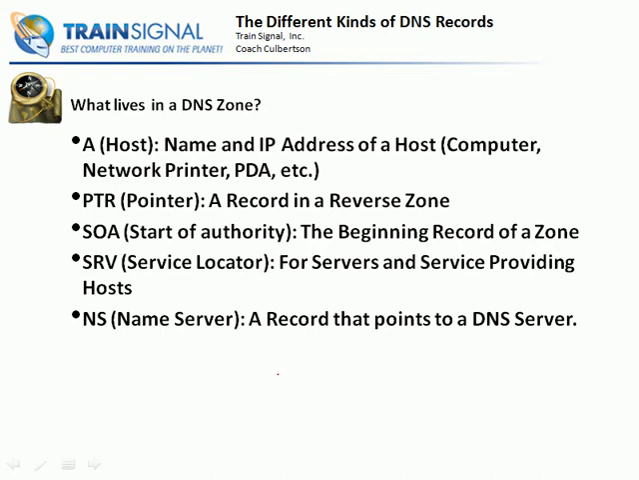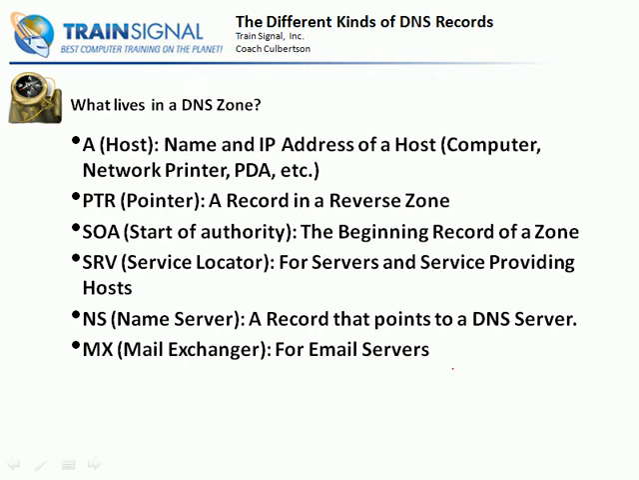A name server record or NS record is just a record that points to a DNS server. Hey, that's a pretty simple one. But we also want to keep track of all of the name servers, the DNS servers in our network as well. An MX record is for email servers.